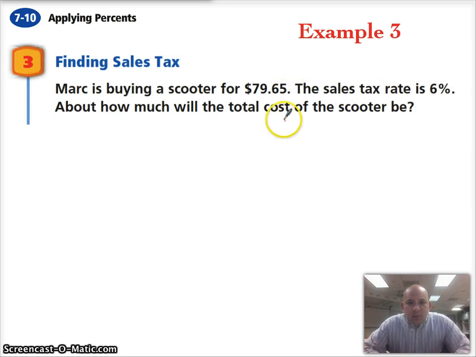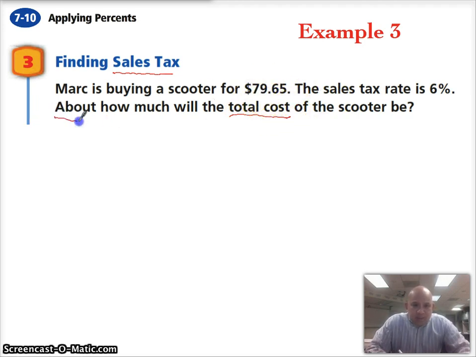we're going to look at sales tax. Sales tax is an additional amount of money that you have to pay above the price that you see on the price tag. Here, Mark is buying a scooter for $79.65. The sales tax rate is 6%. About how much will the total cost of the scooter be? So not only are we figuring out how much money the tax will be, but we're also adding that tax to this price in order to find the total cost of the item.